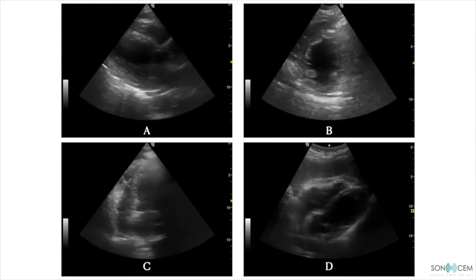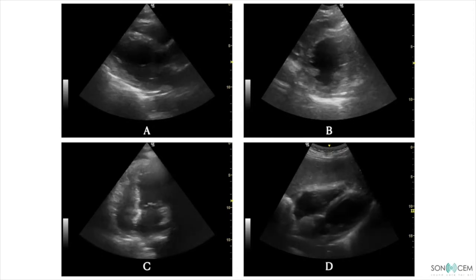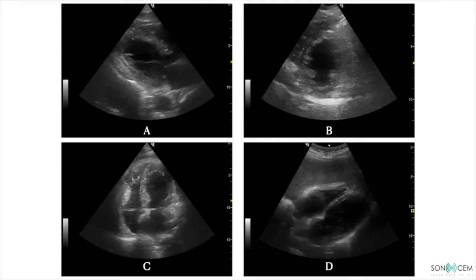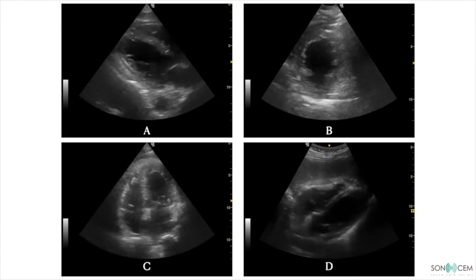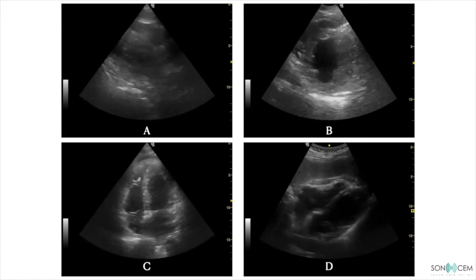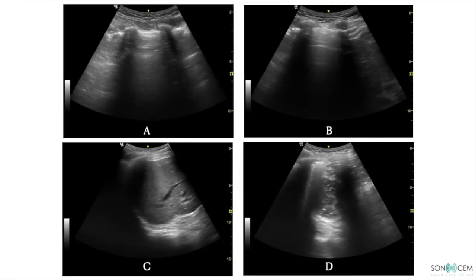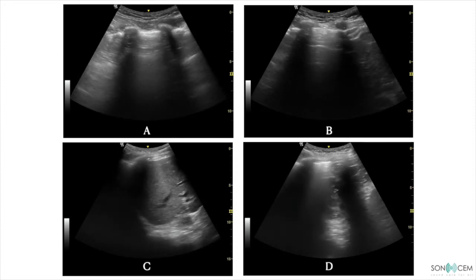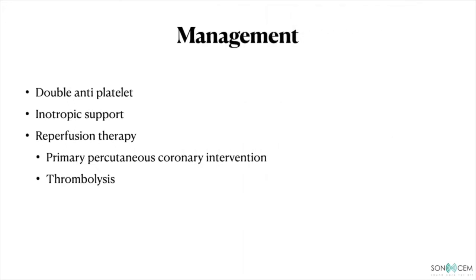However, here you can see hypokinetic or almost akinetic anterior segment of the left ventricle. The left ventricle contractility is reduced to 30%. And we know that this patient requires inotropic support and also emergency reperfusion therapy. In the lung scan, the base of the lungs showed B lines indicating left ventricular failure. So this patient requires dual antiplatelet therapy, inotropic support, and reperfusion therapy in terms of PPCI or thrombolysis.